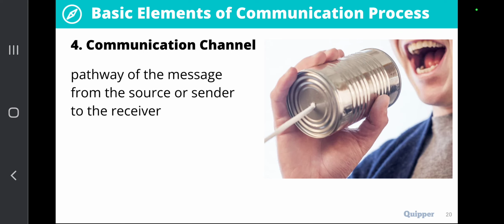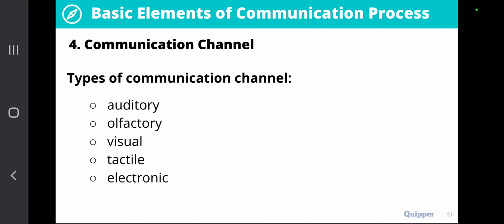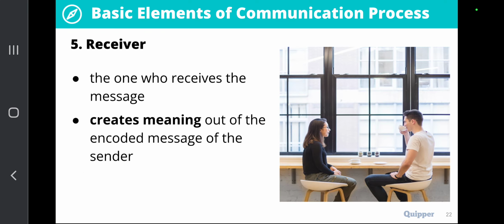TV, radio, recorrida, that is all considered as digital and print. Right? So those are communication, or that is communication channel. So we have different types of communication channel. We have the auditory, olfactory, visual, tactile, and electronic. So these are only some of the few of the many types of communication channels available.